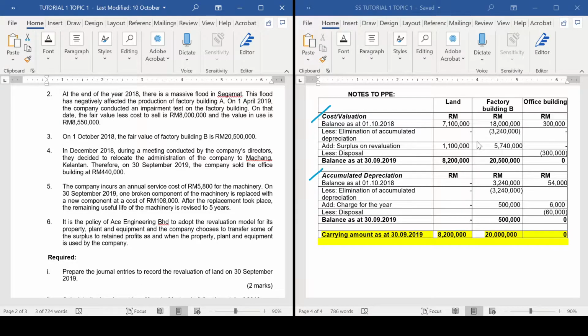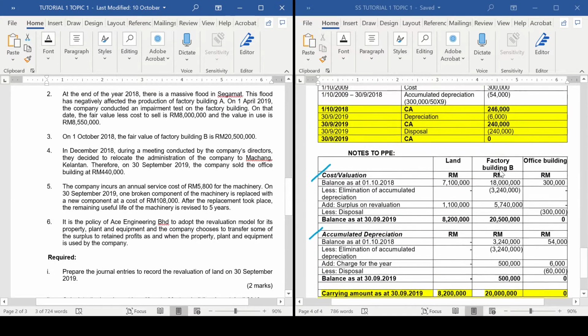To restate, you debit because of the increase, because of the surplus. So we debit factory building B, meaning you add the surplus on revaluation, 5.74. And then what else do you credit? Credit ARR. So that will affect the ARR account, not the notes to PPE. So what happened next?